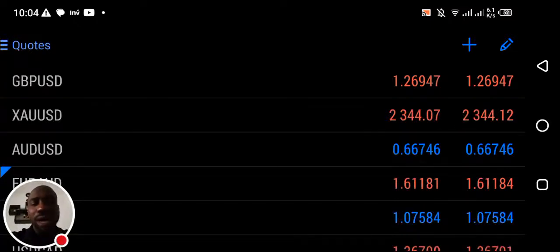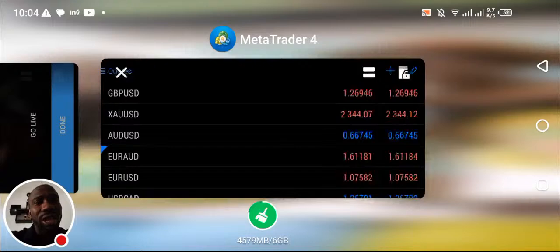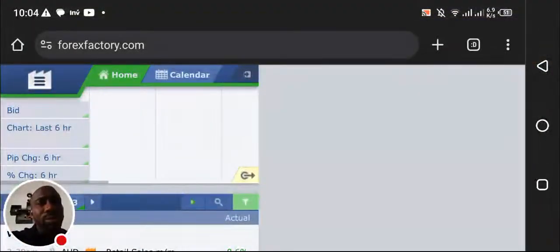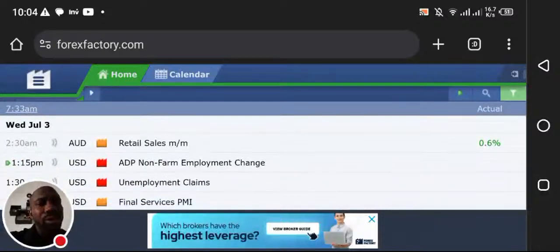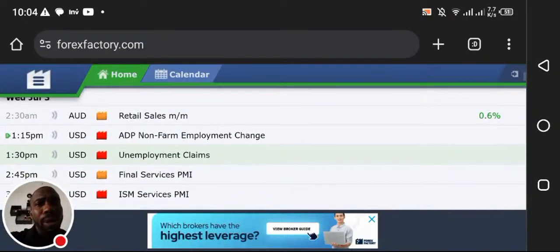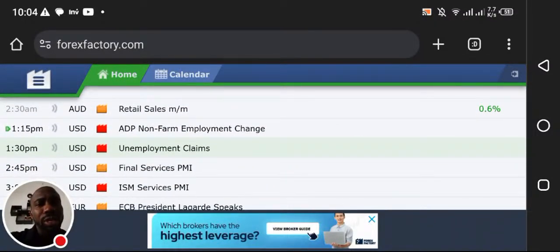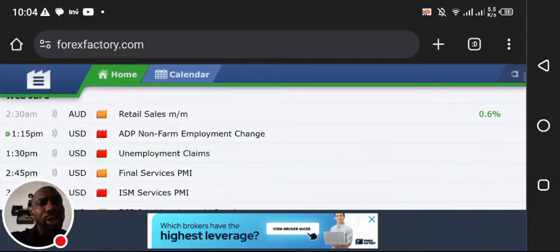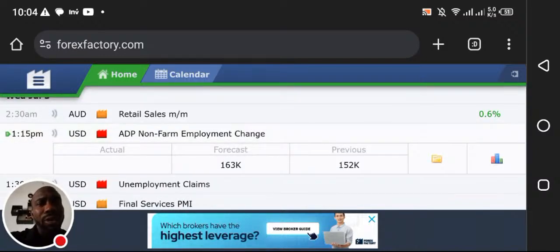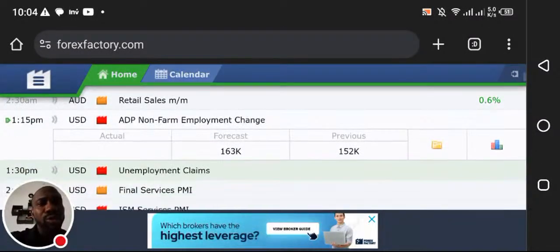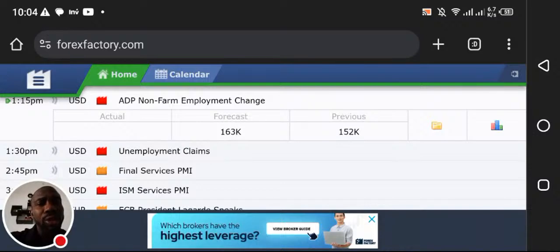We are expecting FOMC news to be released today, and by 1:30 I think we also have employment. Let's check the calendar. By 1:15 ADP will be released. Non-farm employment change: the forecast is 163, the previous was 152k, so they are expecting an increase.